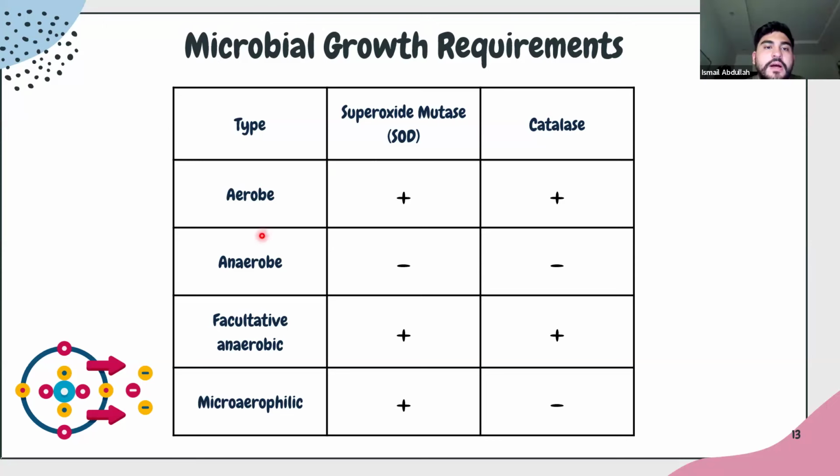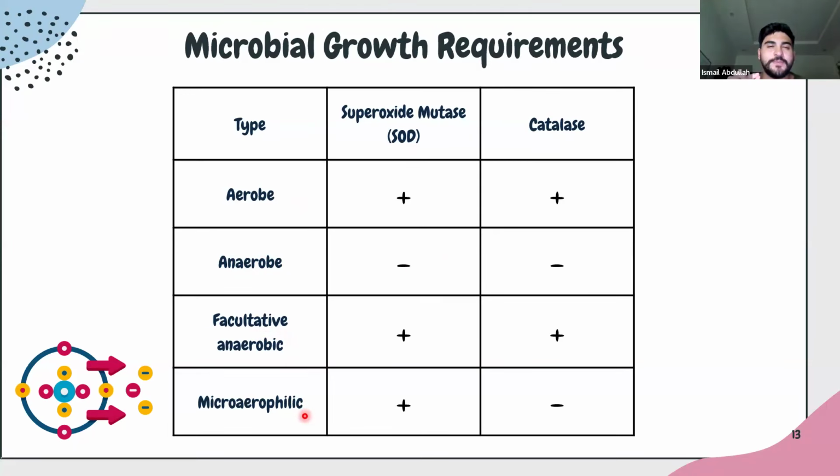All right. And then we have anaerobes. Anaerobes do not have any of these enzymes. And because they do not have these enzymes, they're going to die instantly, or they're just not going to be able to grow at oxygen levels. Facultative anaerobic, yani, they can grow in both oxygen or no oxygen, like they're facultative. Lastly, we have the microaerophilic. Now, microaerophilic has only the superoxide dismutase.